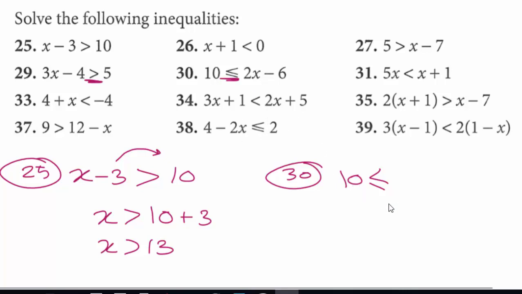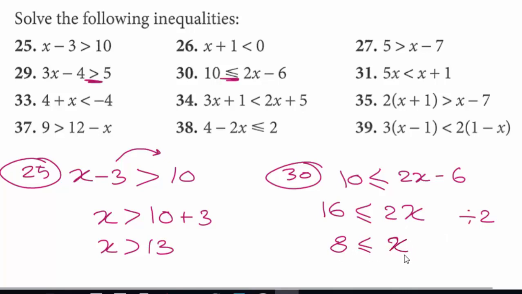30. 10 is less than or equal to 2x minus 6. To solve this, we need to have x alone on a side. Send this -6 to this side, it will be positive. Then 10 plus 6 is 16, is less than or equal to 2x. To get rid of this 2, we divide both sides by 2. Then 16 divided by 2 is 8, is less than or equal to x.